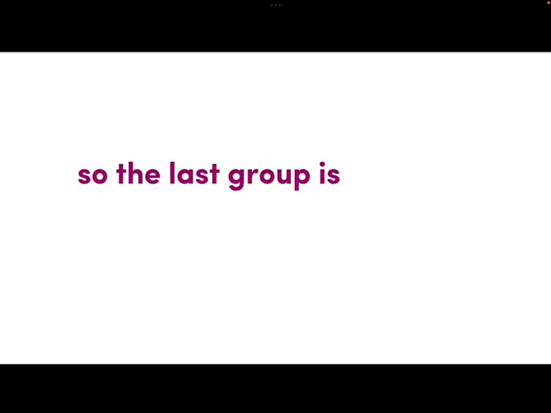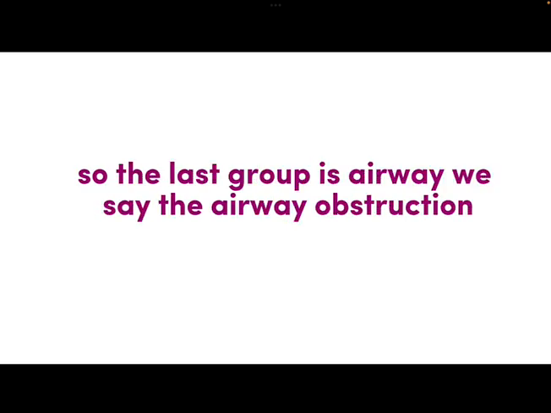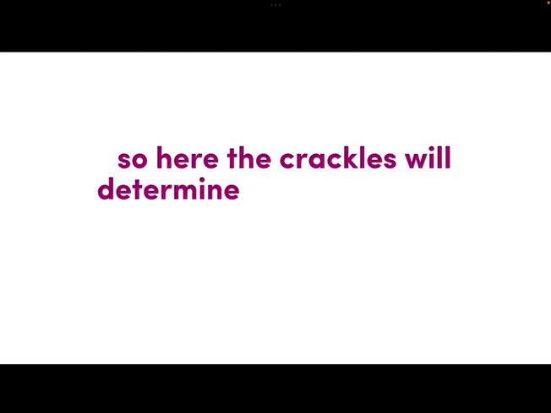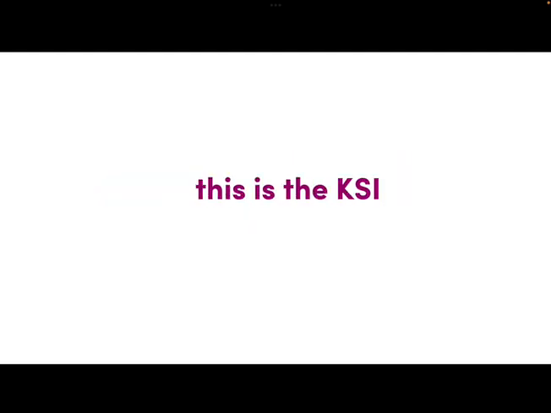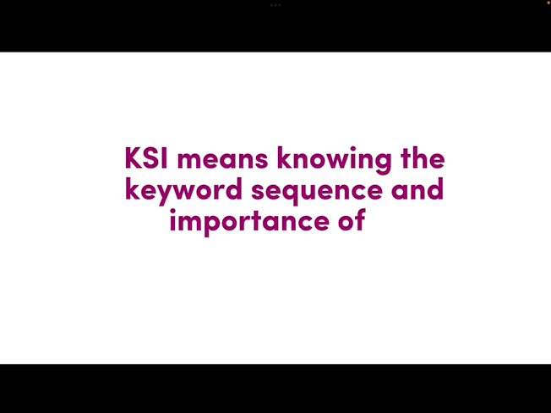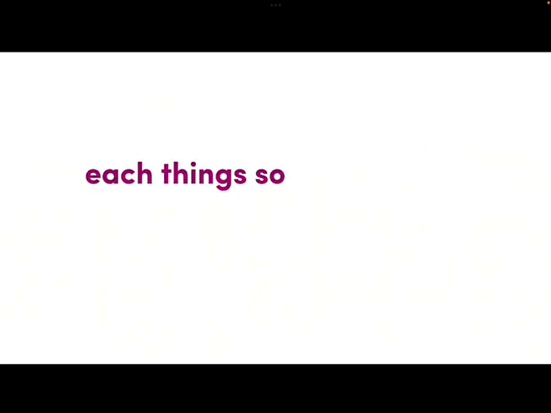So the last group is airway. We said airway obstruction, airway dilatation. So that means here everything can be normal except this. So here the crackles will determine the diagnosis. So again, this is the KSI. KSI means knowing the keyword, sequence and importance of each thing. So this is the one like this.